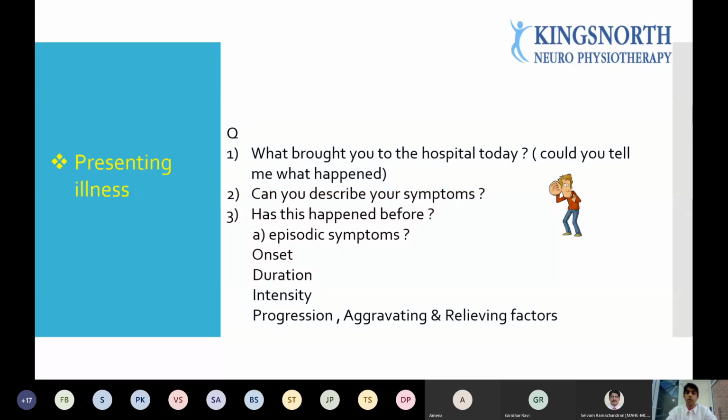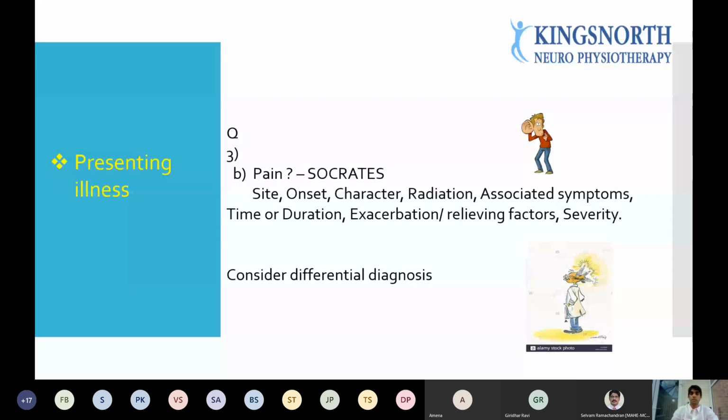Then progression. How does it progress? When he gets the symptom, how does it change? And the aggravating factors: are there any particular things that the patient does that are making symptoms worse? Or relieving factors: are there any particular things that the patient is able to do that are relieving their symptoms? So we are getting more specific information.